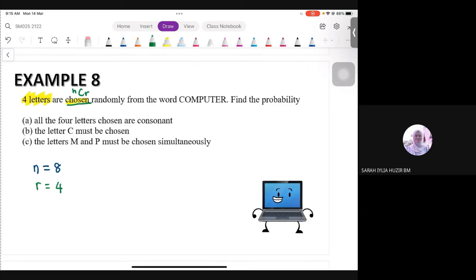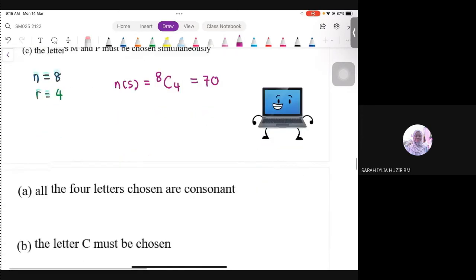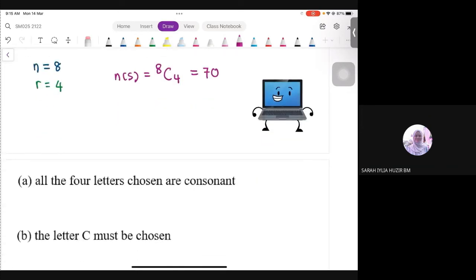So kita akan guna NCR. Kita nak pilih, kita bukan nak susun. Okay. So and then next step as usual, find the sample space. So in this case, sample space should be 8C4. So that would be 70. Okay, dah settle sample space, baru kita cerita satu-satu punya soalan lah. Kita pergi dengan first dulu. Okay, all 4 letter must be consonant.